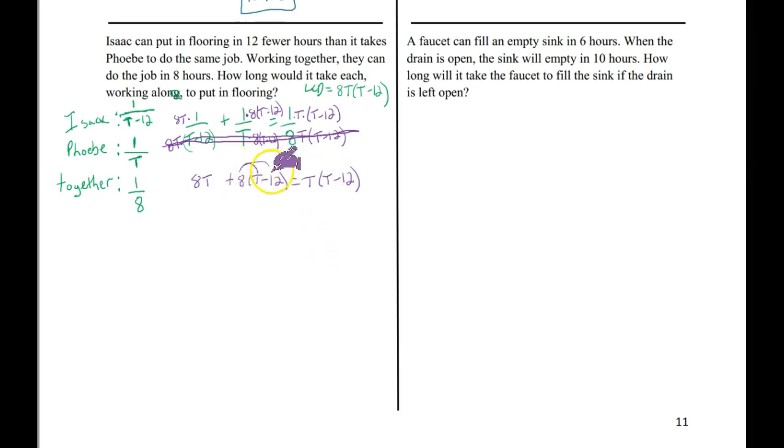I would start by distributing wherever there are parentheses. So I have 8t plus 8t minus 8 times a negative 12 is negative 96. T times t is t squared. T times a negative 12 is negative 12t. Now I'm going to combine my like terms. I see I have a 8t and a 8t. Oops, I lost my square here. That should be t squared. Combine those. 8 plus 8 is 16t.